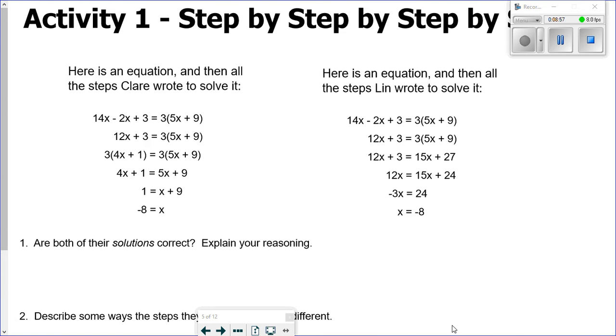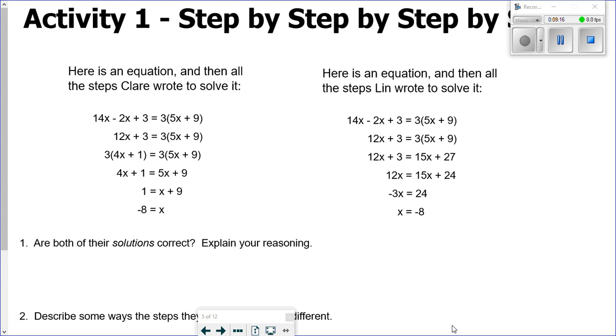Let's go ahead and take a look at the next activity called Step by Step by Step by Step. In this activity, we are comparing Claire's work to Lynn's work. They are both starting out with the exact same equation. They choose different modalities to get to an end result. It is our task to figure out who is correct.